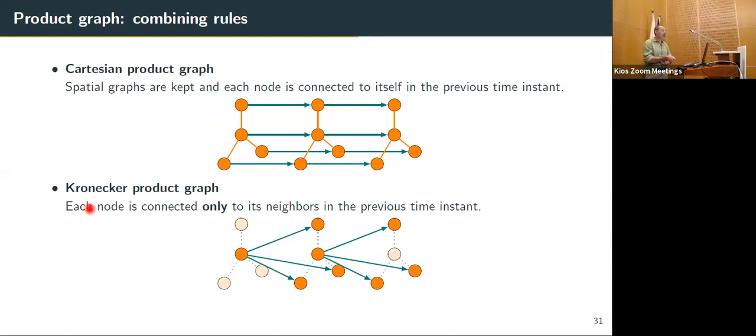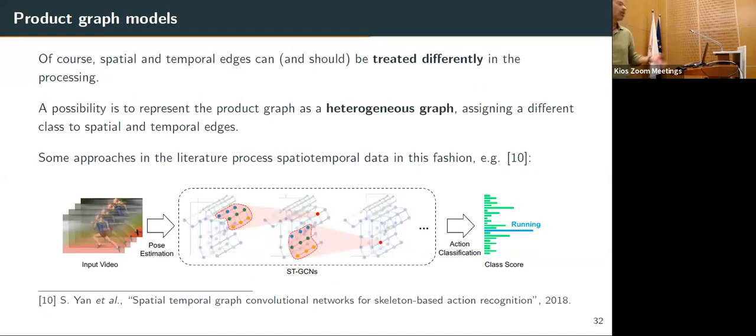The other one is the Kronecker product. Basically, each node is connected only, that is the point, to its neighbors in the previous time instant. So this one was connected to these values in the previous time instant, and this is the graph. The final graph you get is this one. You might say, oh, that's very crazy. Now, I show you an application so it will be clear what you want to do.